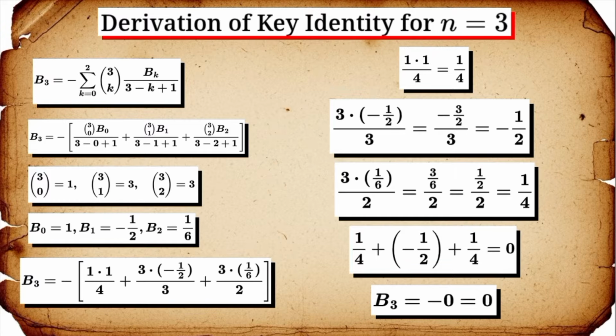Now, let's perform the clever step. We multiply both sides of the original recursive equation for b sub 3 by the binomial coefficient 4 choose 3. First, calculate 4 choose 3. We have 4 factorial over 3 factorial times 1 factorial, which simplifies to 4. Multiplying both sides of the recursive equation is shown here. Since b sub 3 equals 0, the left side is 4 times 0 equals 0.